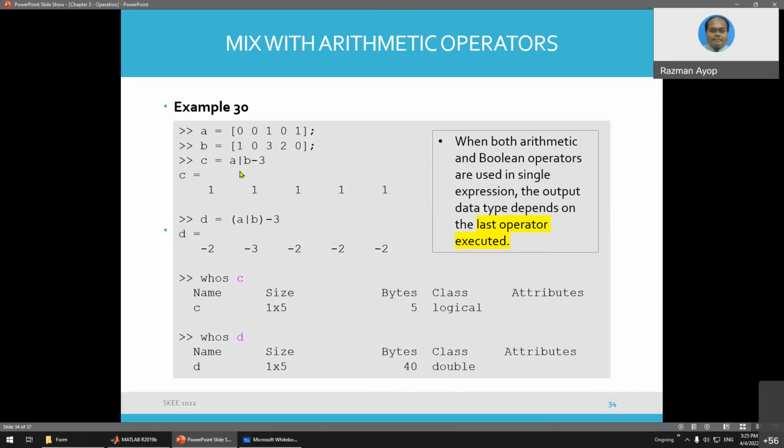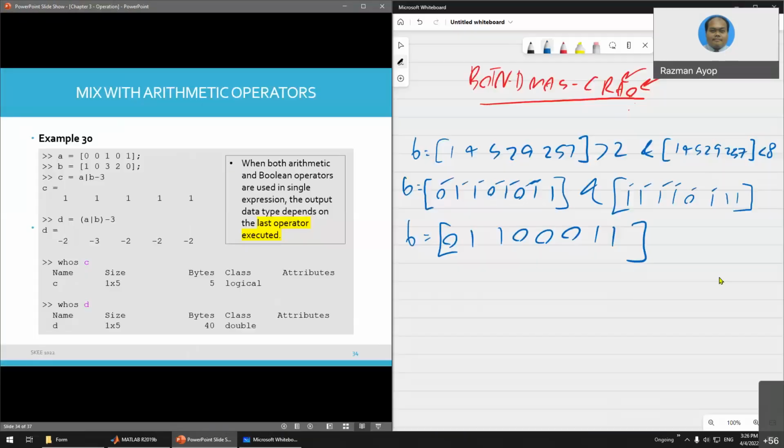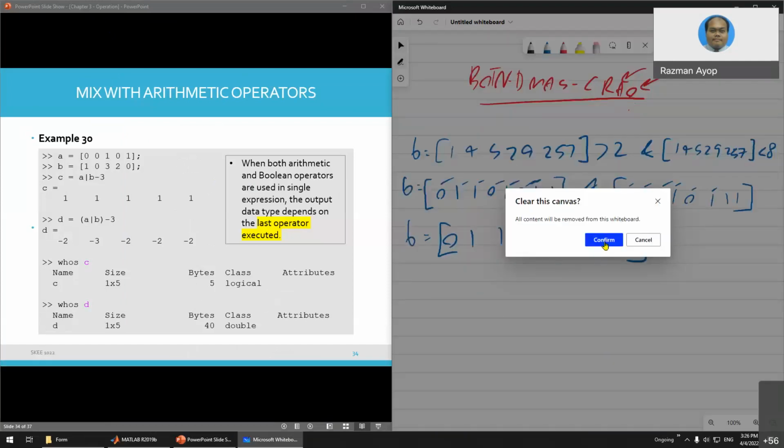But if you look at C, A or B minus 3, remember subtraction is higher than OR. So you have to solve B minus 3 first, and then you solve A. So the last operation is the logical operation, so the answer is logical. Make sure you know this. I think no need to worry about this, it is simple, right? Or I will show you one.